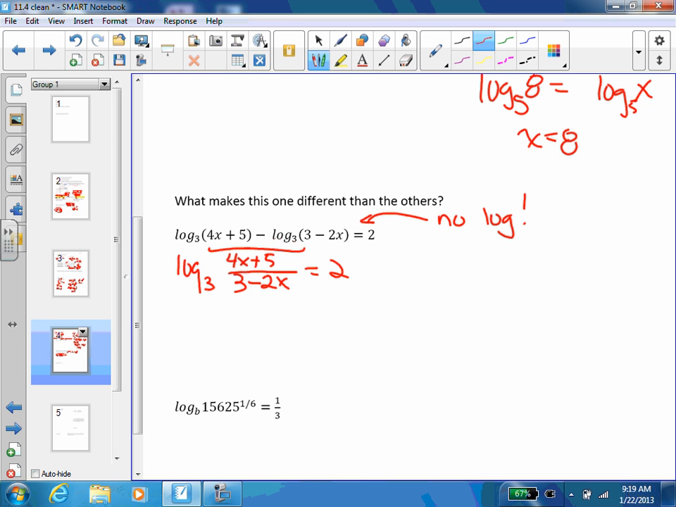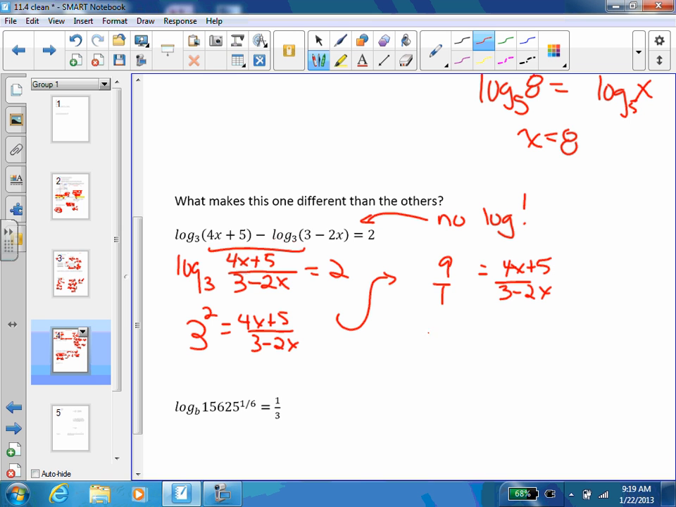So then I have to think, if I can't work it like this, how can I change it? How would I change this? Turn it to a base and an exponent. So what's your base? What's your exponent? What am I going to set it equal to? All right. And so what I have then is 9 over 1 is equal to 4x plus 5 over 3 minus 2x. This is just a ratio, isn't it? A proportion. What am I going to do to solve for x?